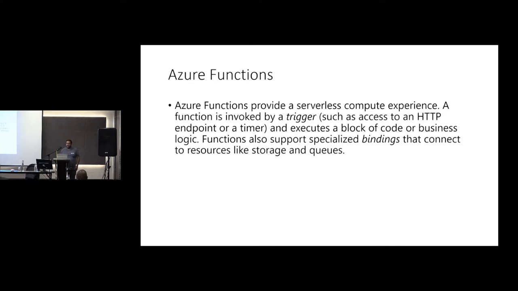So what are Azure Functions? Essentially, Azure Functions is a piece of code that can be invoked in multiple ways. You can invoke an Azure Function on an HTTP endpoint. You can also invoke it based on external events, like a message being put into Azure Storage Queue, or if a document gets updated in Cosmos DB, you can listen to those events and do something.